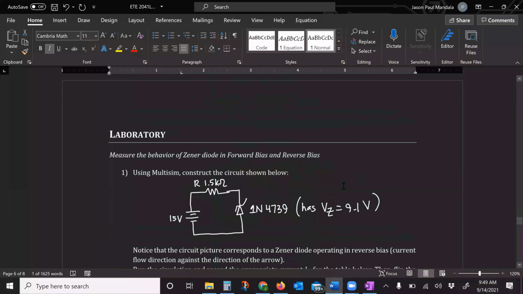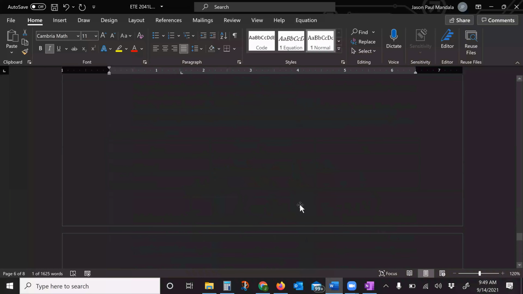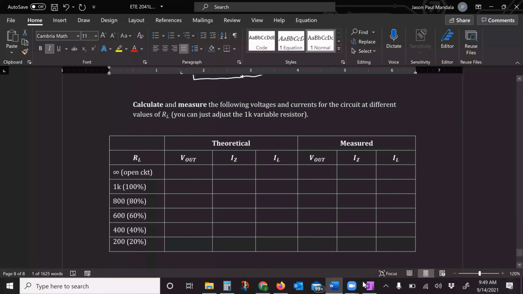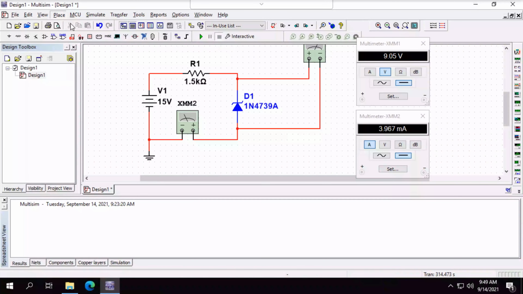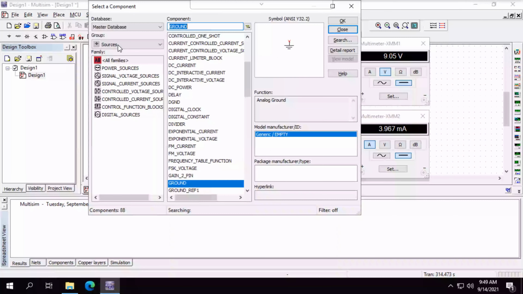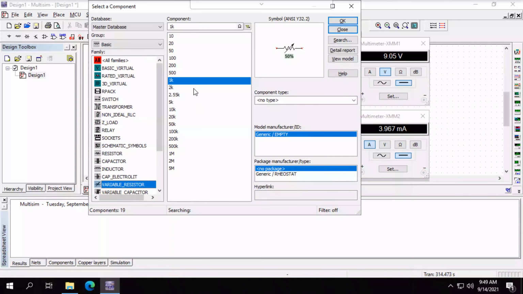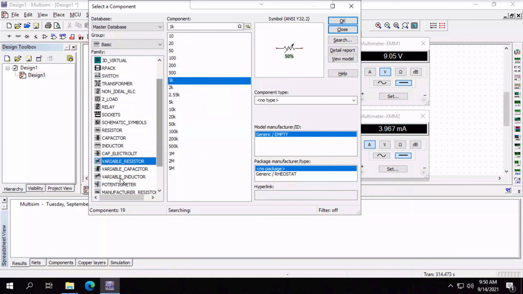And then we're going to slowly decrease the resistance from an open circuit. So we're going to use a potentiometer for this, or a variable resistor. So let me show you that in Multisim. Go to place, component, and basic, and they have a component called the variable resistor. Typically, if you're physically doing this in the lab, you would use a potentiometer. That's just a 3-terminal variable resistor, and you could use 2 of the terminals as your variable resistor and leave the 3rd one disconnected.